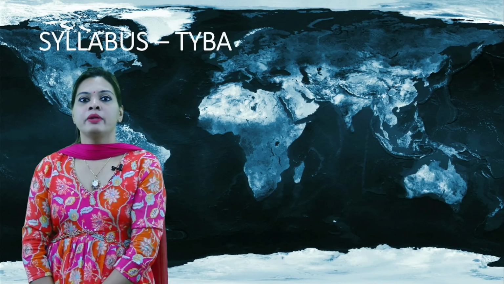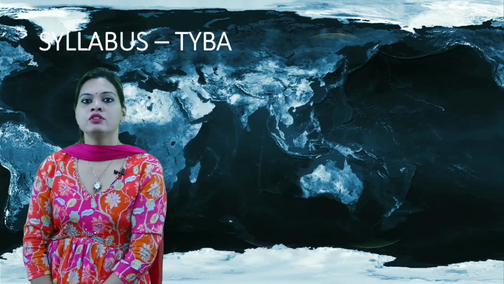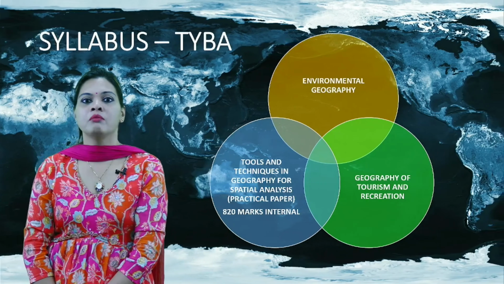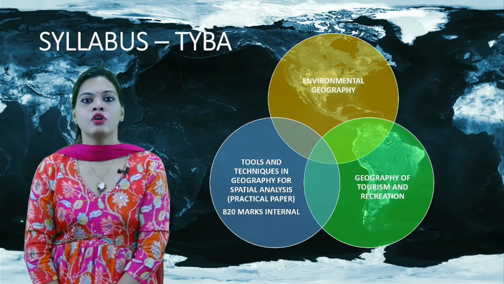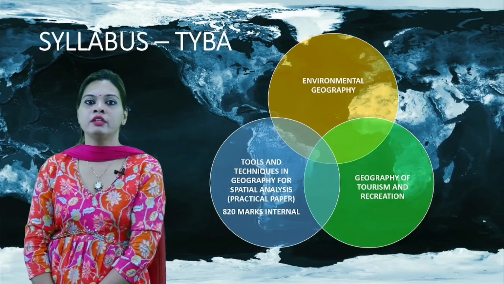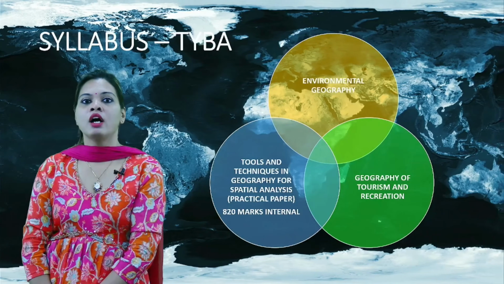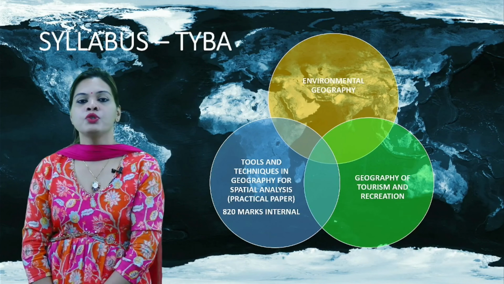For the students opting for 3 papers, the following papers are offered. Same as the 6: Environmental Geography, paper number 4, Geography of Tourism and Recreation, paper number 5, and Tools and Techniques in Geography for Special Analysis, paper number 6, practical paper, that is for 80 marks and 20 marks internal for journal and viva. So I hope now I am all clear about all the semesters and subject combinations which you have taken. Apart from this, there is one interesting point I want to take note of.